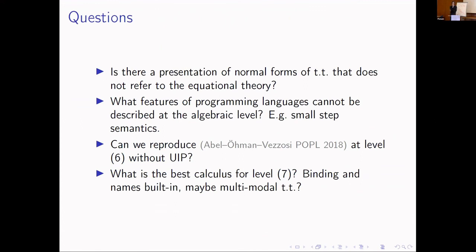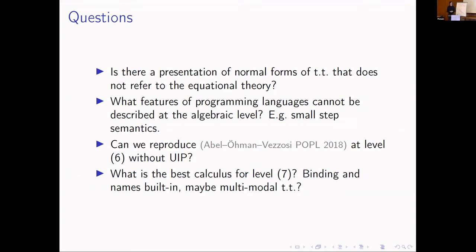So one is about the previous slide. Is there a presentation of normal forms of type theory that does not refer to the equational theory? By normal forms here, I mean they need to be well-typed, and that's the issue. You can define normal forms, but if you want to define well-typed normal forms, then the types which normal forms have refer to the equational theory. And there seems to be no way of defining normal forms and normal terms and normal types mutually when they only refer to each other and don't go into the syntax, into the real equational theory.